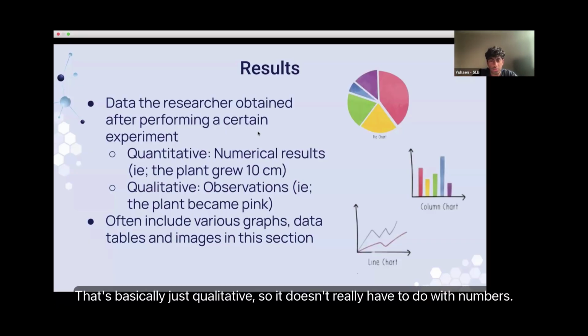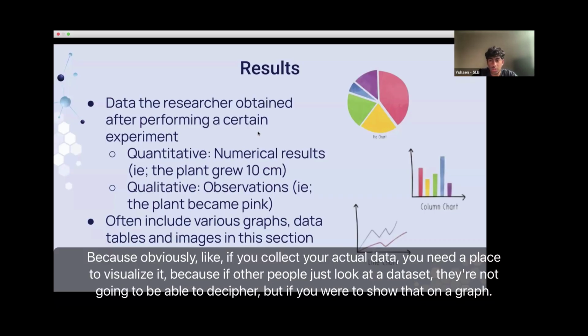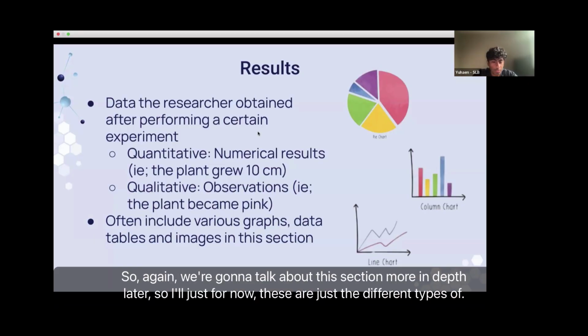So it doesn't really have to do with numbers. Those are like the main two types of data. And like I said before, data is often visualized in graphs or data tables because, obviously, if you collect your actual data, you need a place to visualize it. If other people just look at a data set, they're not going to be able to decipher it. But if you were to show that on a graph, it could actually help people look at patterns and help display your data and visualize it for other people.